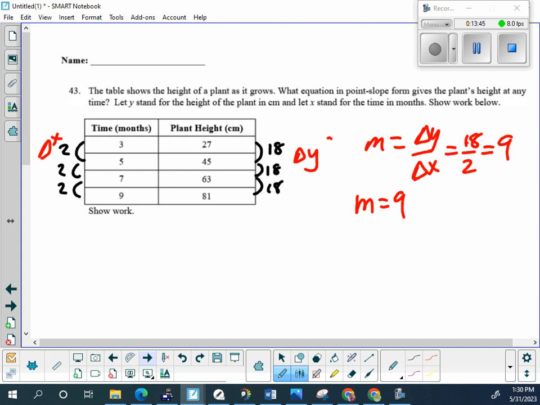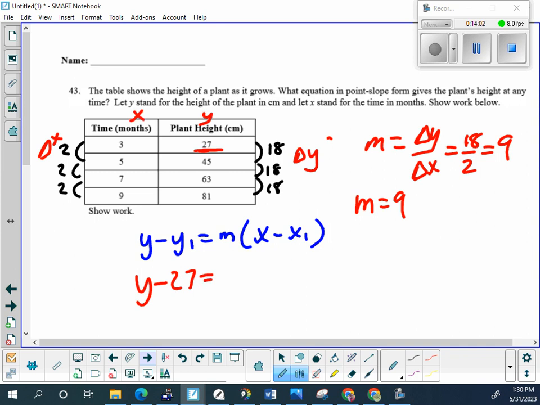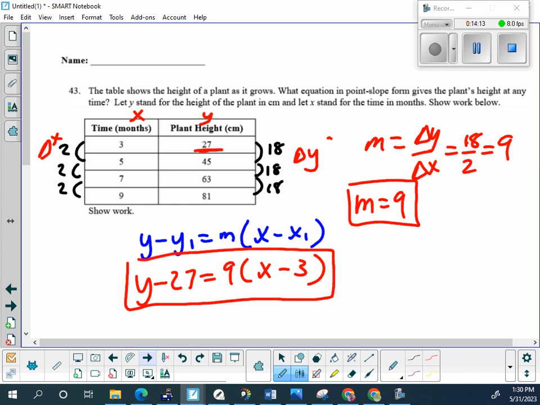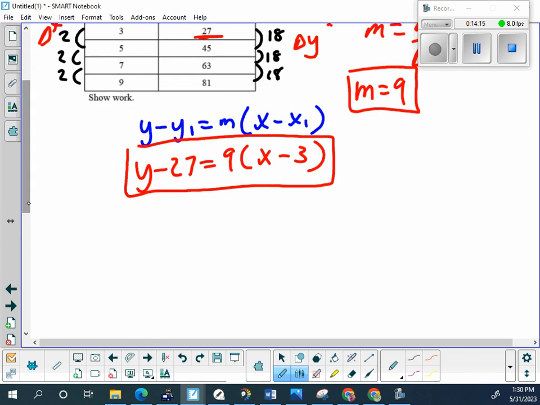Your next answer is going to be in point slope form. So y minus y1 equals m times x minus x1. You only have to do it for one of them. Pick the first one, y minus 27. These are my y's here, these are my x's. Equals m, 9, times x minus 3. So that's my second answer. So here's my first answer, here's my second answer.